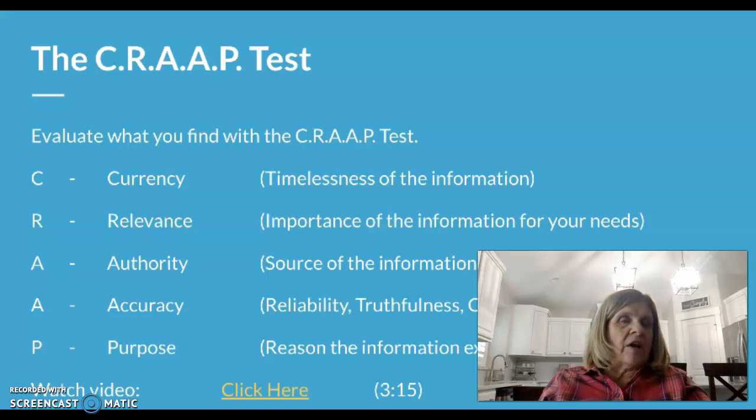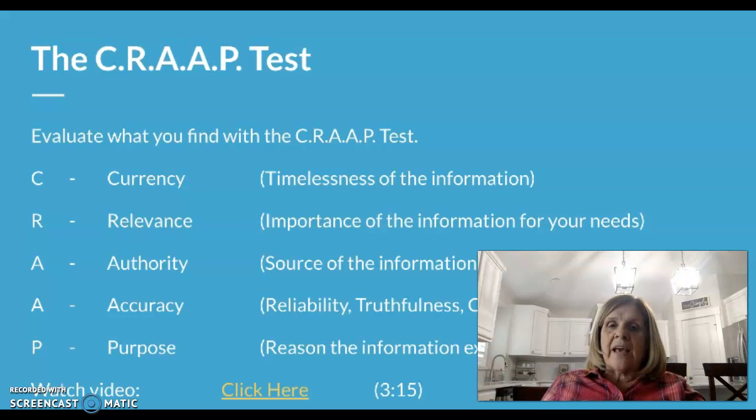Accuracy, if you look through the document, you can see whether or not there's lots of data and how they gather that data for the research, whether or not it is reliable and truthful. And finally, purpose. What's the purpose of the article? This is where you analyze the author's intent. When you put all those words together, then it gives you a good indication as to whether or not the source that you find is going to work for you.